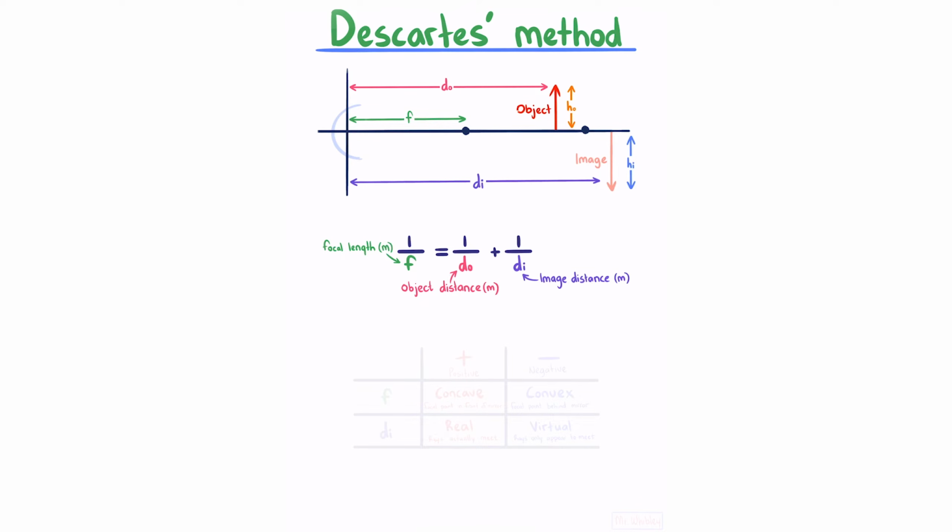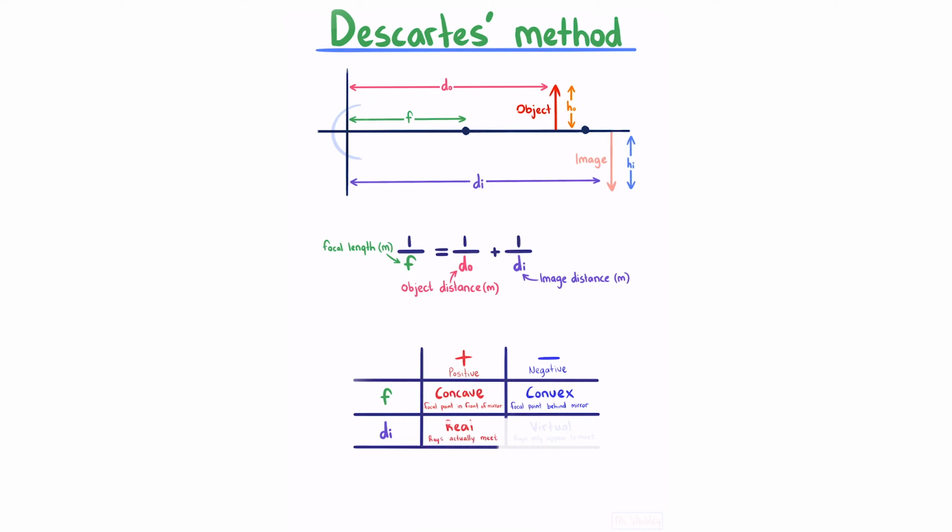For this equation, it matters whether or not things are positive or negative. The focal length is positive when the mirror is concave, since the focal point is in front of the mirror. It's negative for a convex mirror, because the focal point is behind the mirror. When our image distance is positive, our rays actually meet and we have a real image. When it's negative, our rays only appear to meet and we have a virtual image.